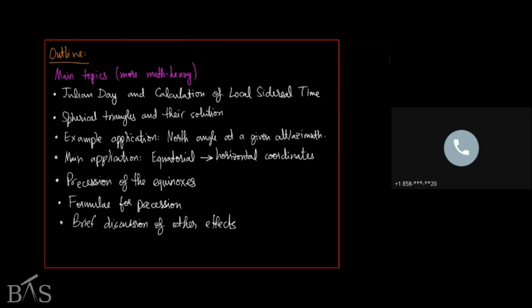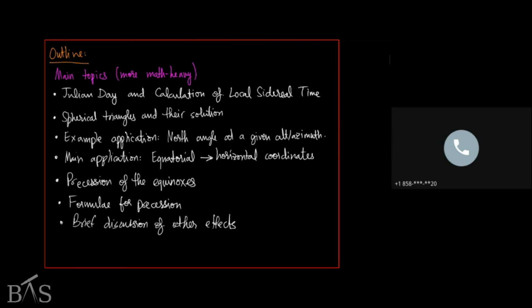And that's where we will get to the main topics, where we'll actually give the algorithms to calculate all the calculations I promised, which is to find the position of a star or a deep sky object. So we'll talk about Julian Day and calculation of local sidereal time. Julian Day is a time measurement system we use in astronomy, and so is local sidereal time.